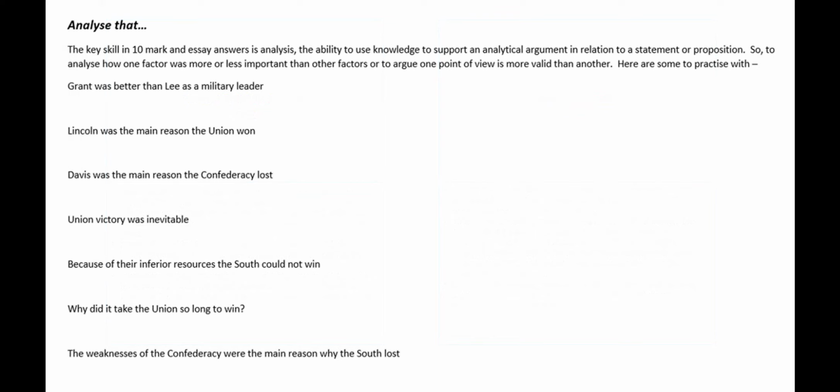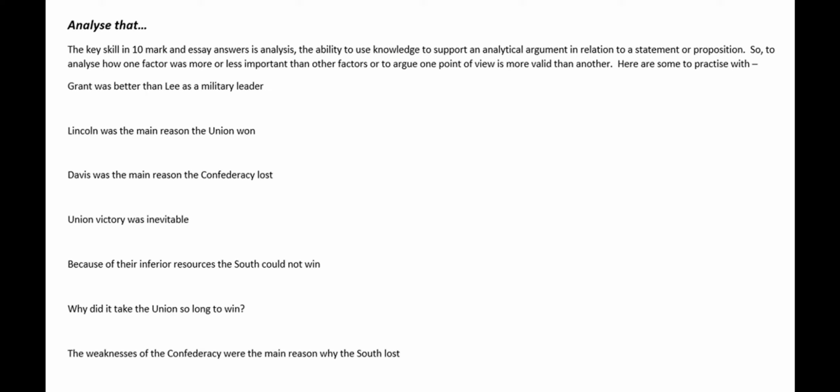Again, if we think about the skill of analysis, here we have the analyze that page from your lesson notes booklet in relation to the Civil War. We've got specific propositions or specific questions to analyze, and a good way of practicing the skill of analysis is to take one or more of these and to construct an argument for and against the proposition, or to construct an argument in relation to the specific question, but focusing your energies on analyzing and using knowledge to support that analysis rather than just recalling the knowledge itself.